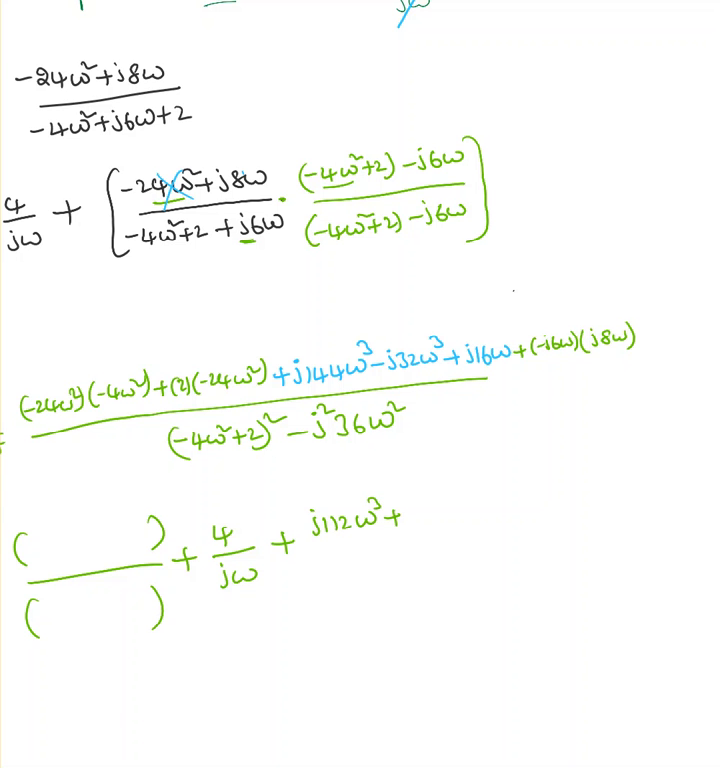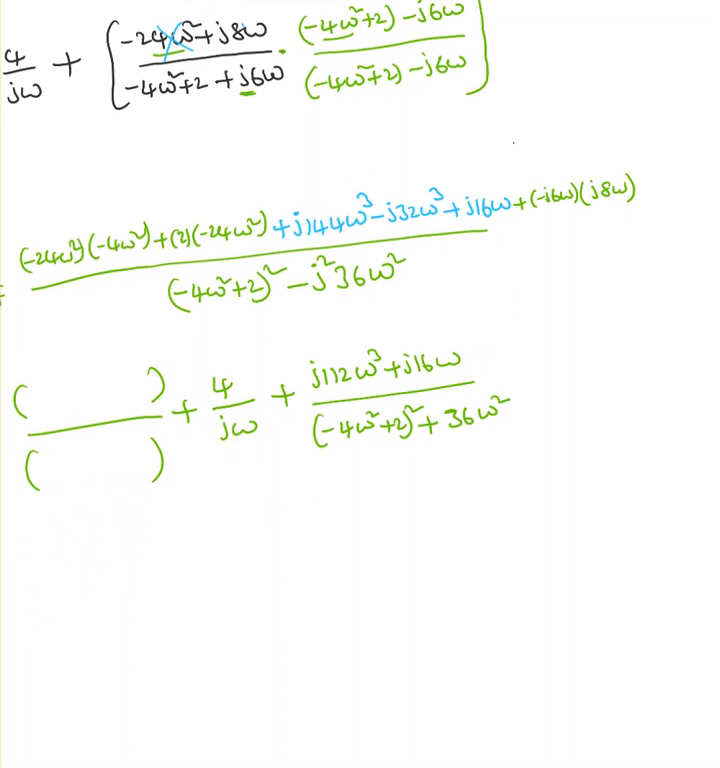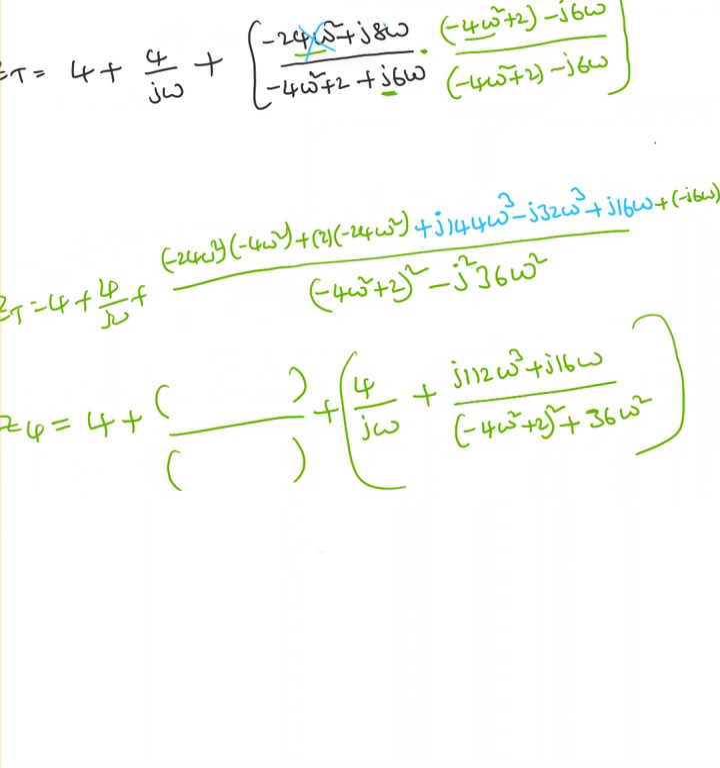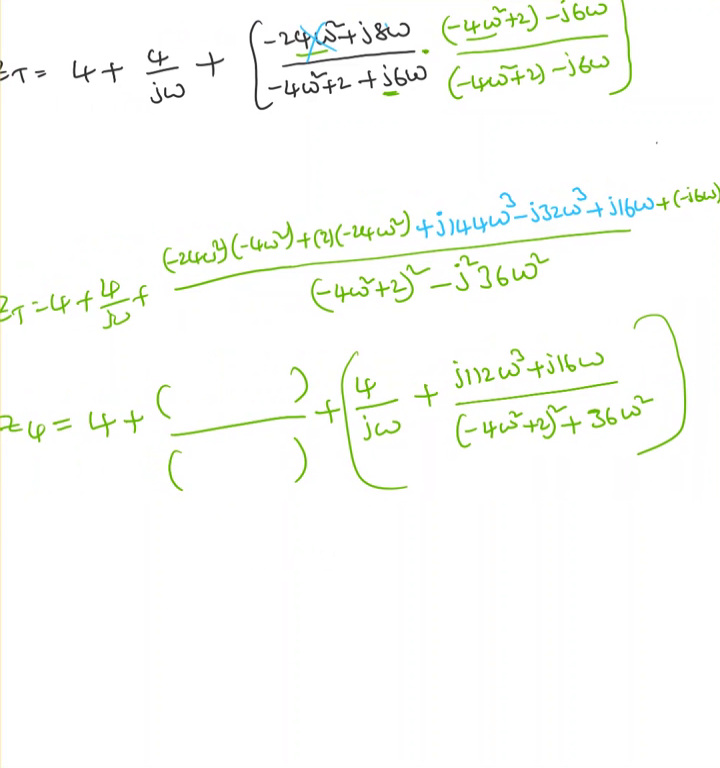j 144 minus 32, which is 112 omega cube, plus j 16 omega divided by, here I might need to expand it, but I'm going to do it later in the next step, minus 4 omega square plus 2 whole square minus j square is nothing but plus 36 omega square. Okay, now what is the imaginary part here? This whole thing is the imaginary part. Now I'm going to make that equal to 0.